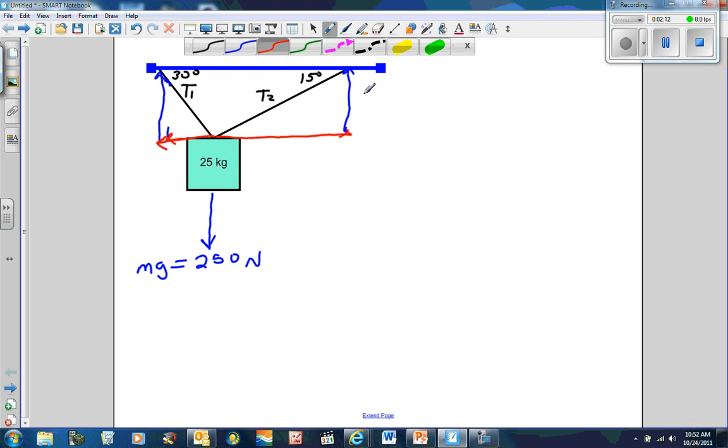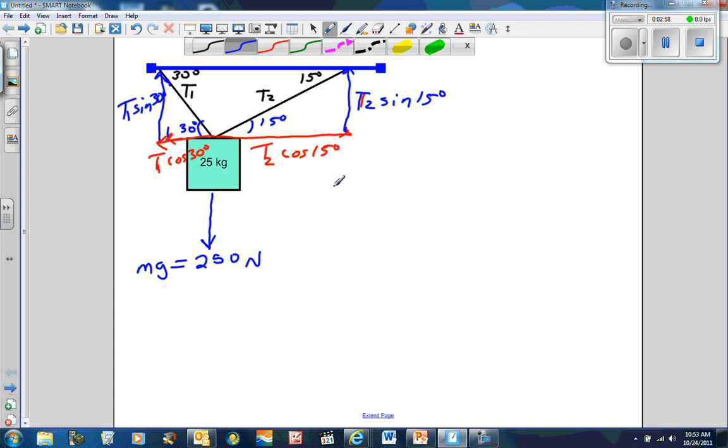Here, this is going to be T2 sine of 15 degrees, because this angle here will also be 15 degrees. This angle here will be 30 degrees. And this will be T2 cosine of 15 degrees. And over here we'll have T1 cosine of 30 degrees, and this will be T1 sine of 30 degrees.